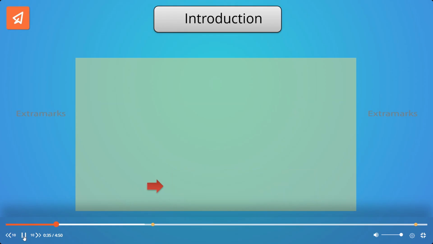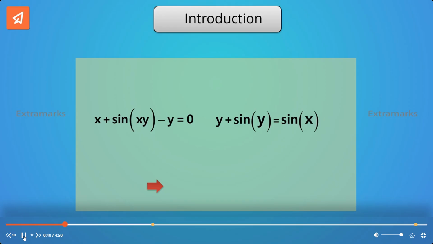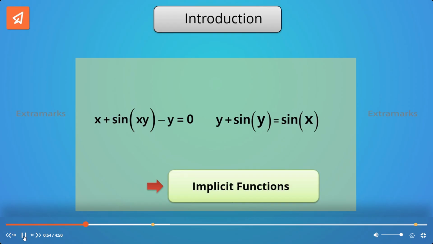For example, consider the following relationships between x and y: x plus sine of xy minus y equals 0, or y plus sine of y equals sine of x. Relations of the type f of x, y equals 0 that define a function implicitly are known as implicit functions. Let us now learn how to differentiate implicit functions with some examples.